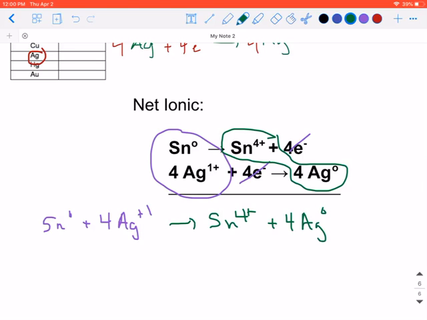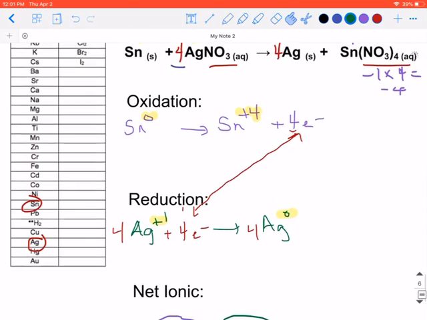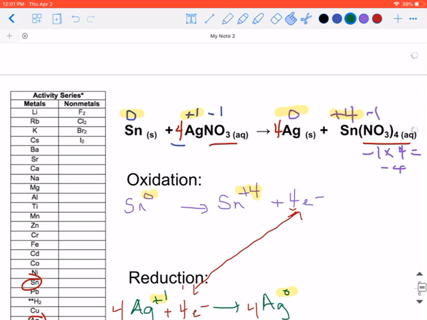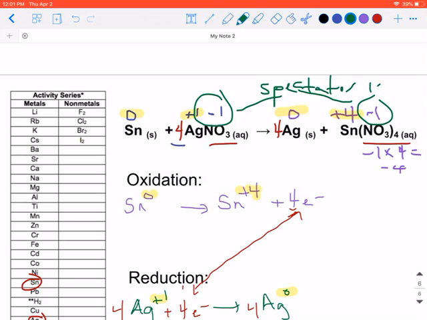One thing I forgot to mention earlier, if you notice, I haven't done anything with the nitrate. If I go back up here, nitrate was in the equation, but nitrate's charge has not changed from beginning to end. It's just there. When the charge isn't changing, that means it's not part of the reaction, and this is called a spectator ion. It's just hanging out, letting silver and tin do their thing while it watches in the background, which sounds kind of creepy, but that's what it's doing, okay?